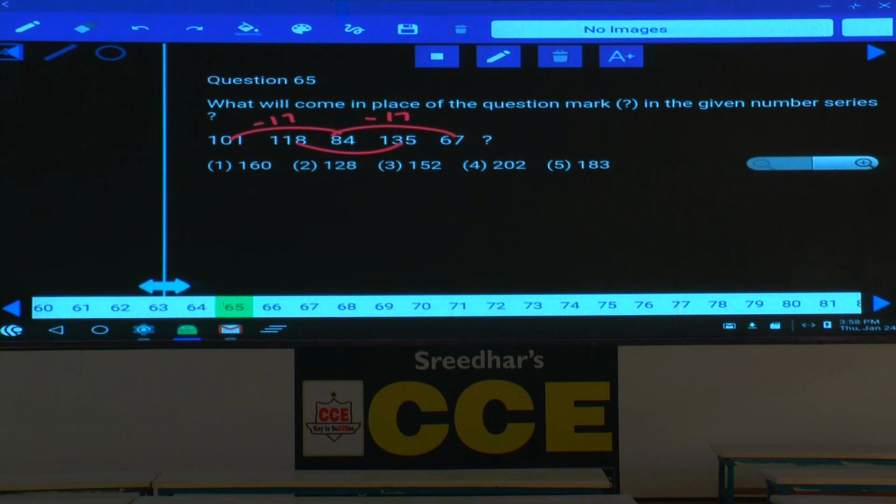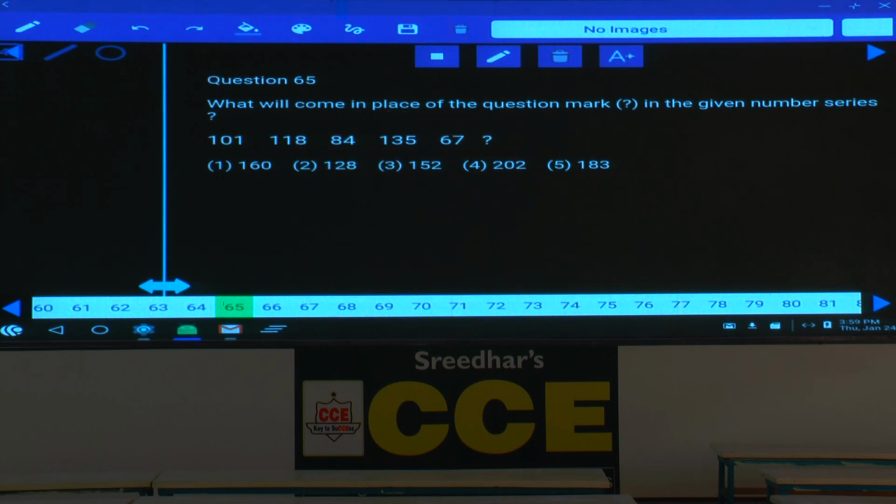Alternate number, 17 is the difference. Now 118 and 135, what is the difference? Plus 17 is the difference. Again 135 plus 17, 152. Alternate numbers minus 17 and the next alternate numbers plus 17, isn't it? Hence what is the missing number here? 152 is the missing number.